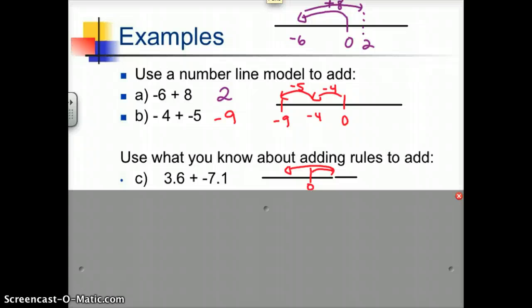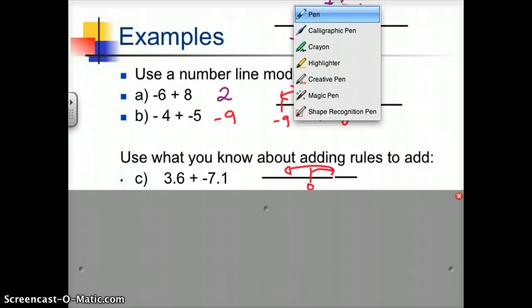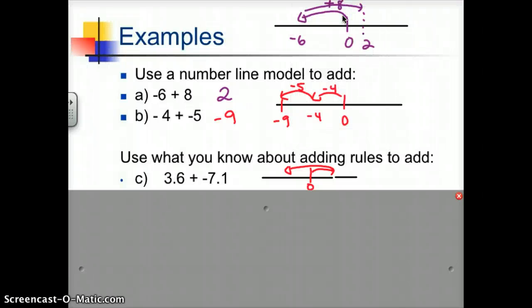I hope you say I'm going to get a negative answer, because I'm going further to the left than I did to the right. And what am I doing with 3.6 and 7.1 to find out how far negative I'm going to be? Well, if you think of those as positive numbers, you would be allowed just to subtract them as positive numbers, but just be smart when you subtract.